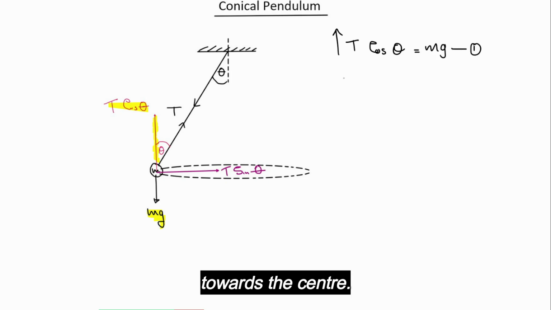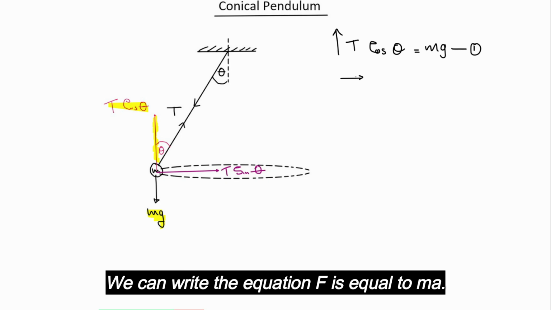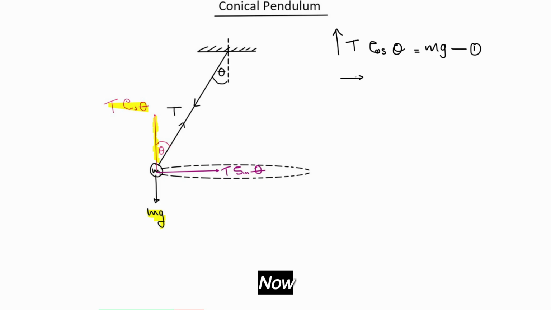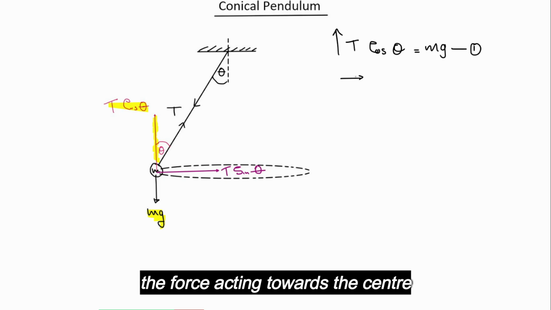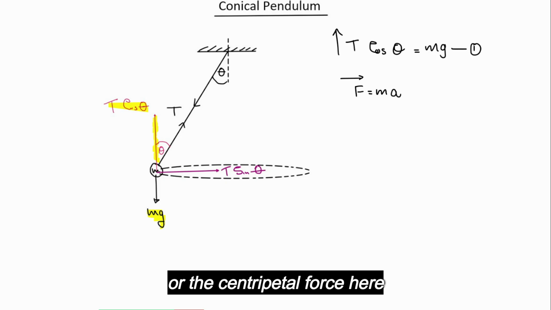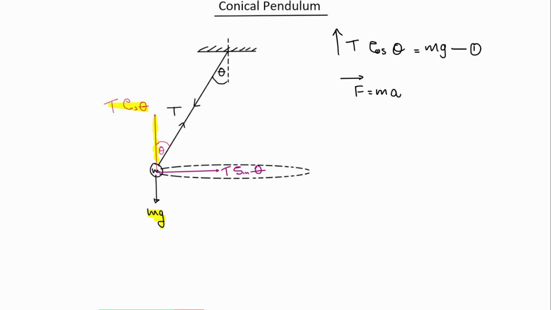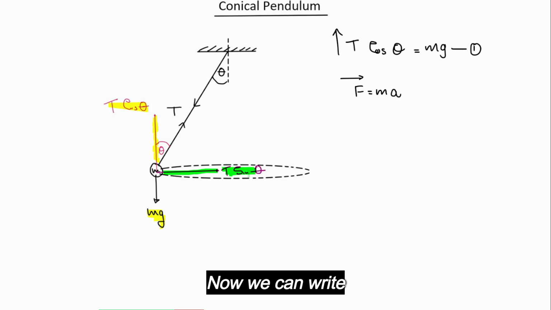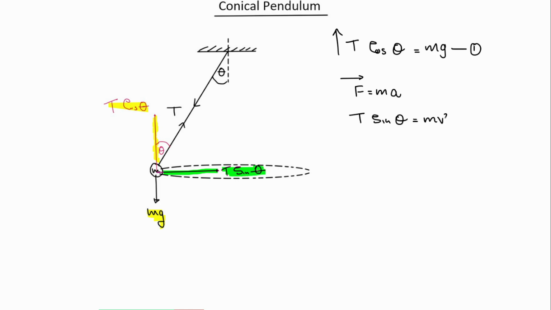Now, towards the center, this is accelerating, centripetal acceleration. We can write the equation F is equal to ma. Now, the force acting towards the center, or the centripetal force here, is T sin θ. Now we can write T sin θ is equal to ma, but a is v squared over r.